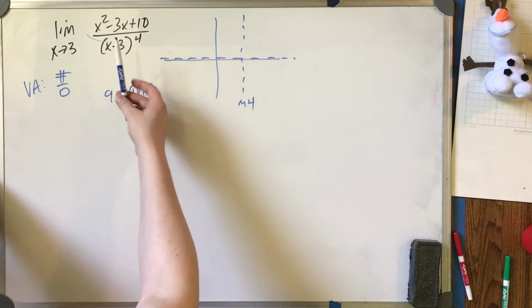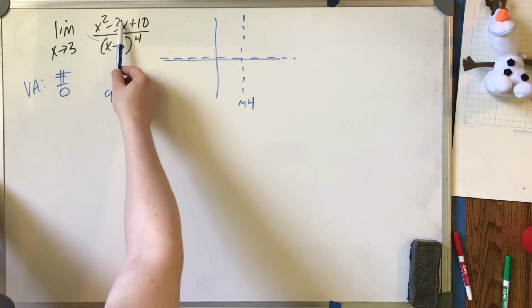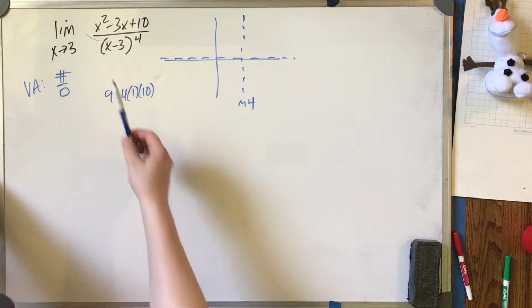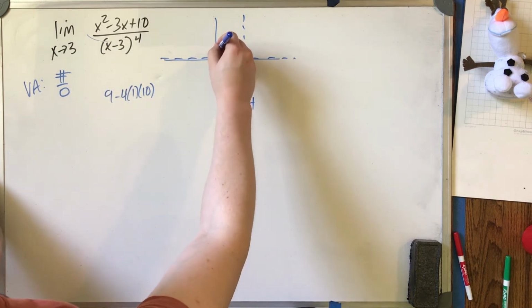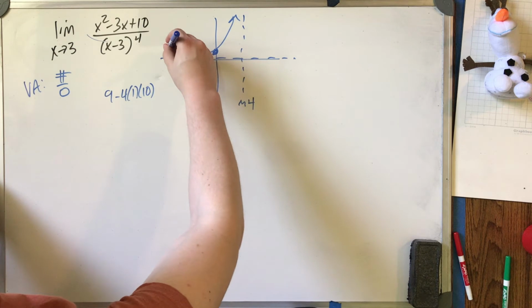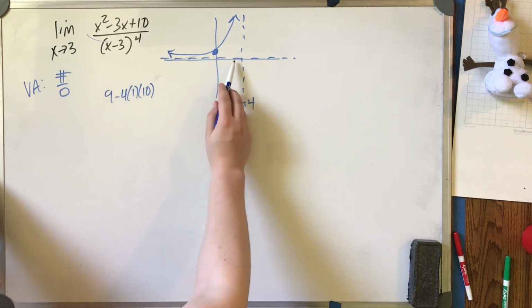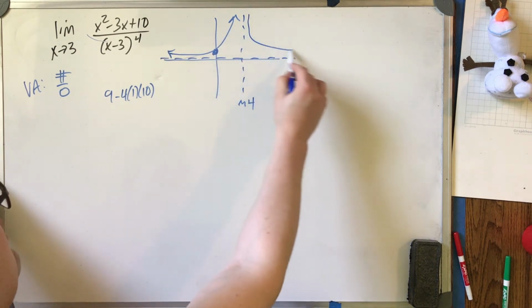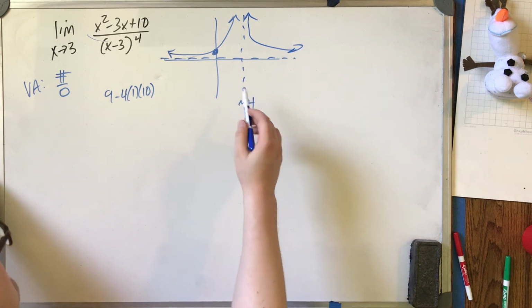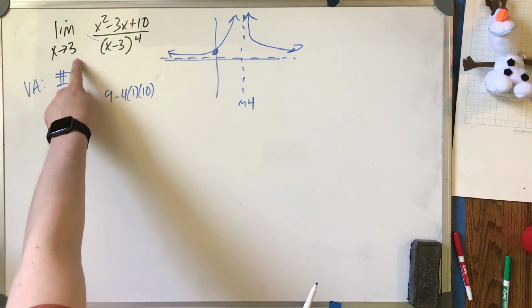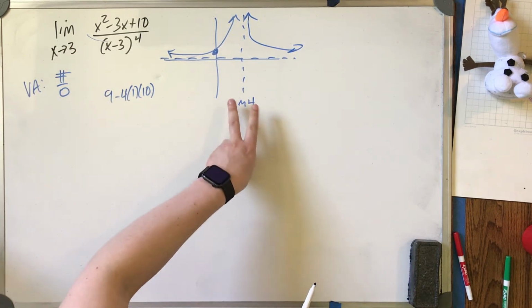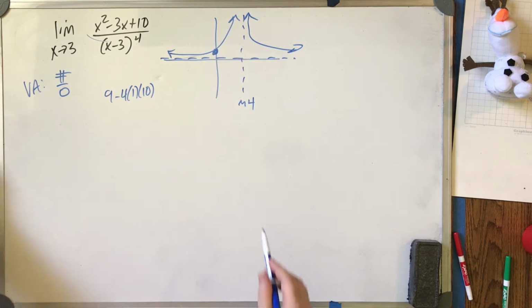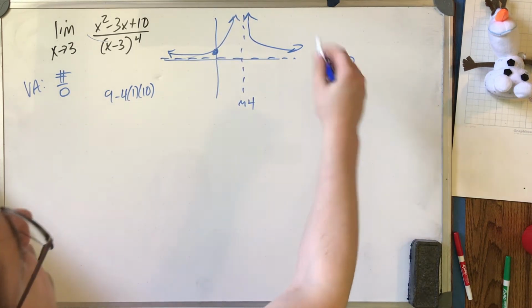So next I will look for the y-intercept. So when x equals 0, I'm going to get 10 over 3 to the 4th. That's a positive number. That's all I care about. That's enough. So I now know that I have to be up here. There's nowhere for me to cross. Even multiplicity, I'm going to stay up here, and again, nowhere for me to cross. So this is asking, what is the limit as x approaches 3? Well, it's going to be infinity because both of these are going up.